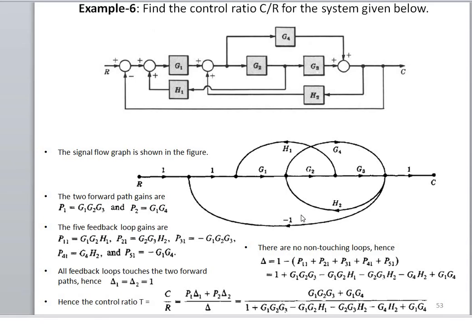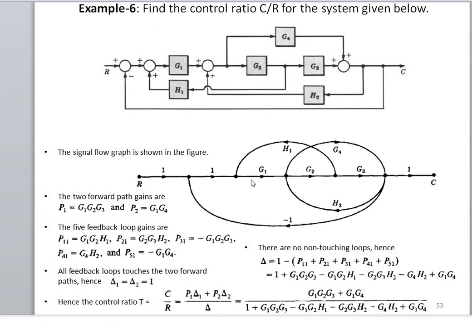Now the approach is to find the forward paths. The first forward path is this straight line starting from R to C. Its path gain will be 1 into 1 into G1, G2, G3. So the first forward path gain is G1, G2, G3. The second forward path starts from R, goes to this node and through G4 to the output C. So the second forward path transfer function is 1 into 1 into G1 into G4, that is G1, G4.